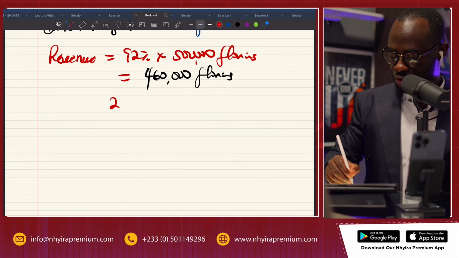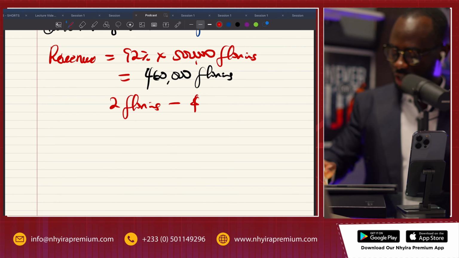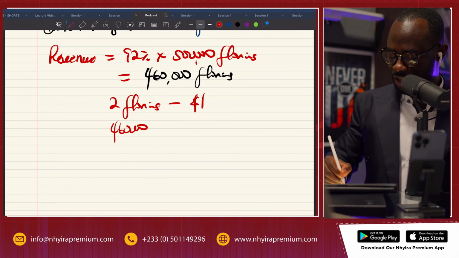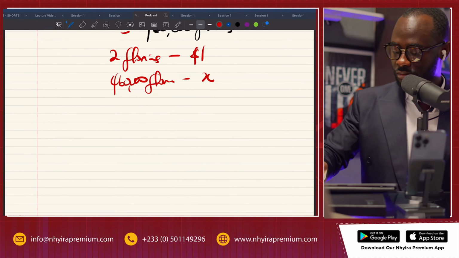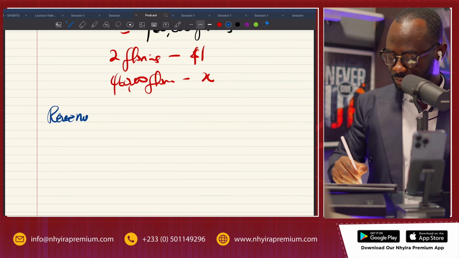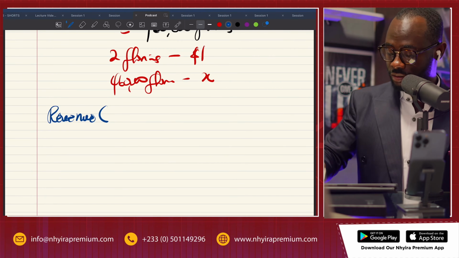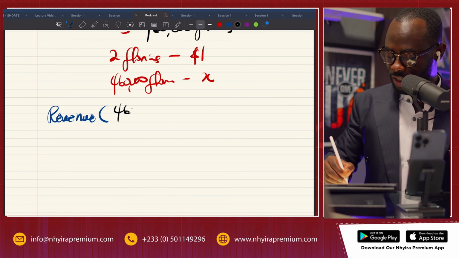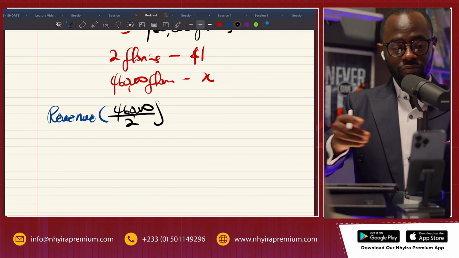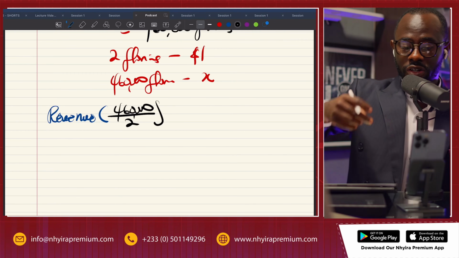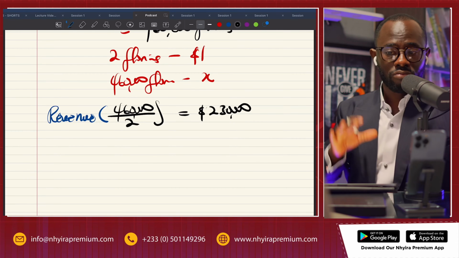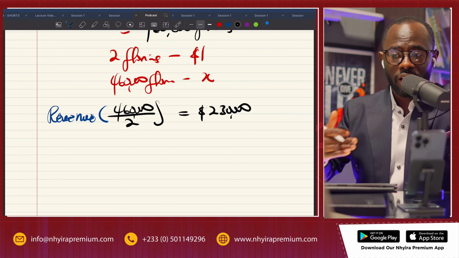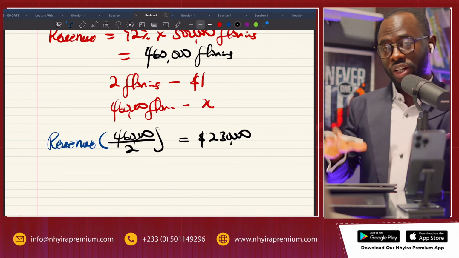So if 2 florins equals $1, then 460,000 florins will be equal to how much? So we divide. So we get a revenue recognizable in dollars. That's going to be 460,000 divided by 2. And that is going to give us $230,000. Okay? So the revenue to be recognized in respect of this transaction is $230,000.